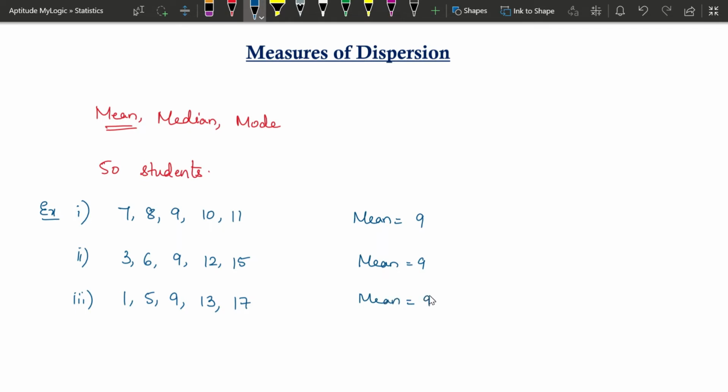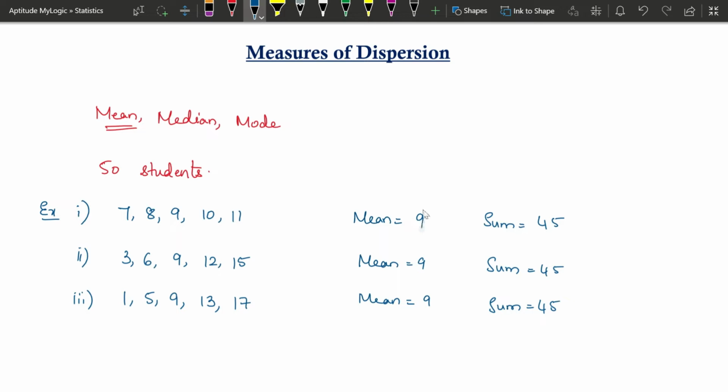Now if I observe all these, the mean value is 9 itself. But just by knowing mean, we will not know the nature of the values or how far they are scattered. By this mean, I can only find out the sum. Sum of all the values is 45. In all these cases, sum of all the values is 45. So that's why we got mean as 9. But how far the other values are from this central value, we will not be able to understand.